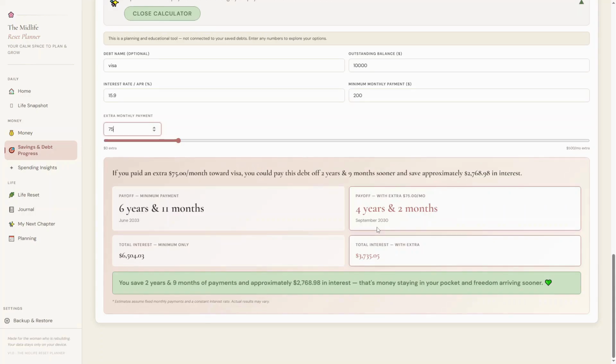That wraps up the Savings and Debt Progress page. Together with the Money page, these tools help you build savings, reduce debt, and stay focused on your long-term financial goals.